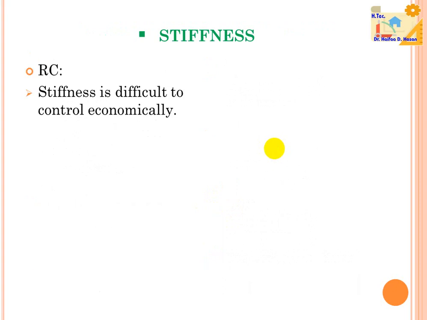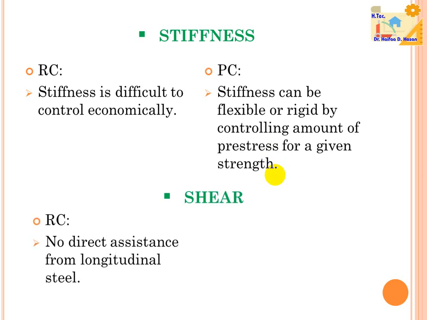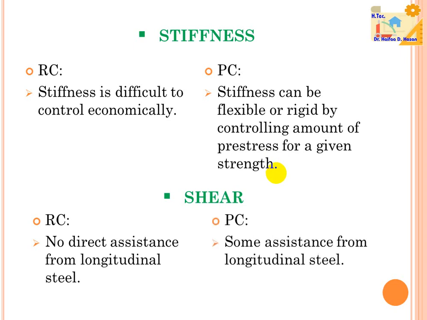Stiffness. Reinforced concrete stiffness is difficult to control economically. In pre-stressed concrete, stiffness can be made flexible or rigid by controlling the amount of pre-stress for a given strength. In shear, reinforced concrete has no direct assistance from longitudinal steel. In a pre-stressed concrete member, there is some assistance from longitudinal steel.